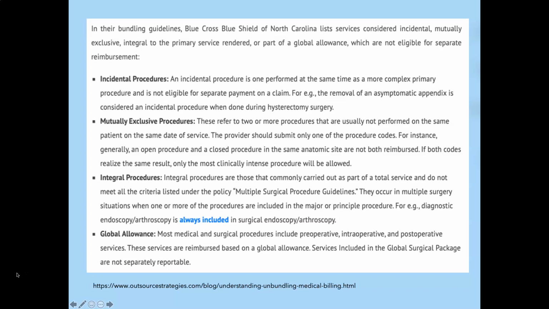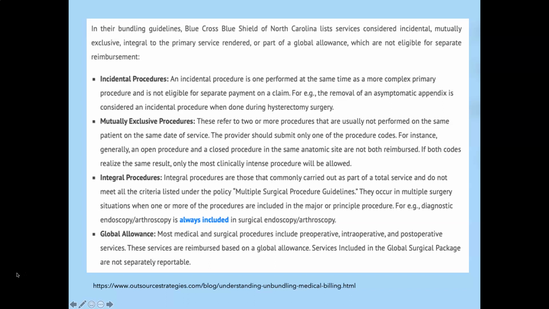It's always done. If all they did was go in and look around and they didn't do a surgical piece, then you would bill the diagnostic piece because they didn't do the surgery. But when they do the surgery, they've always already gone in and looked around in order to be able to know what they need to do for the surgical piece.